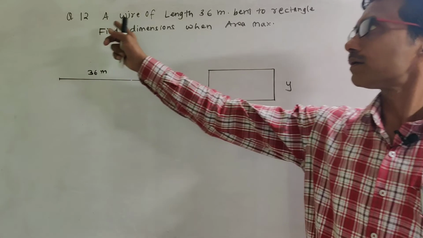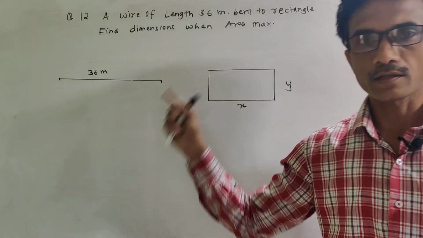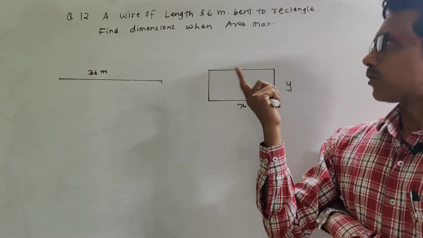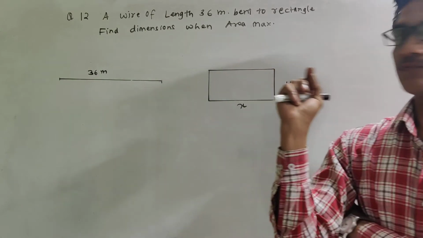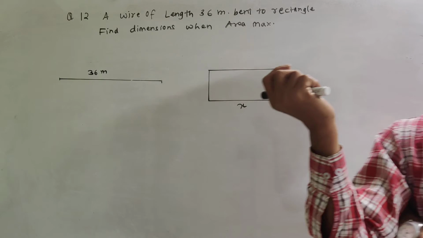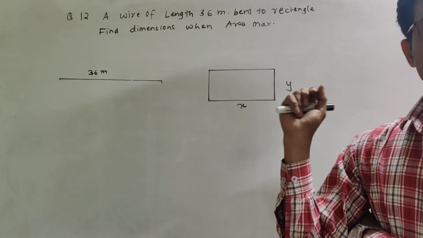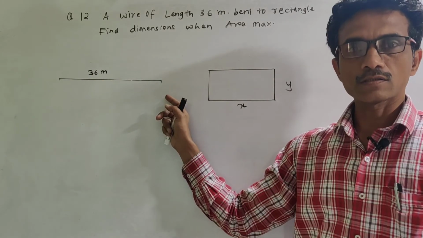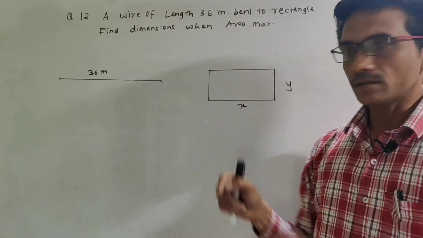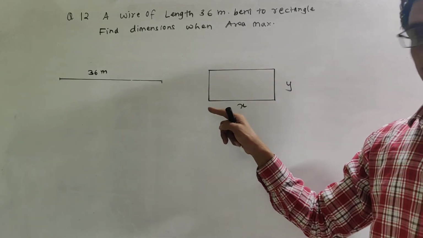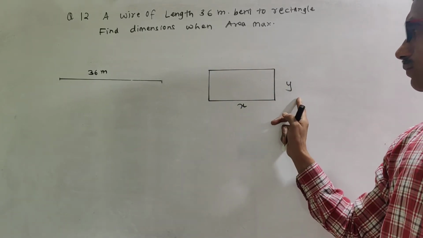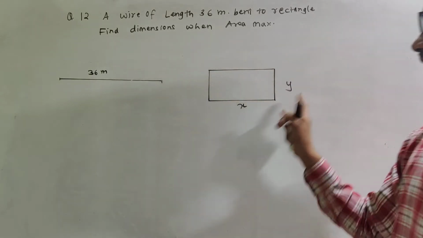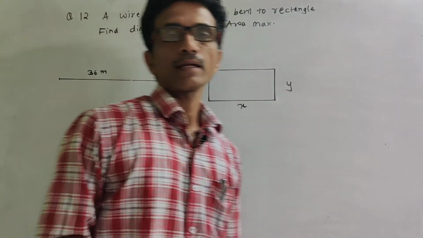Question number 12. A wire of length 36 meter is bent into a rectangle. We find the dimensions of the rectangle when the area of the rectangle is maximum. Let's suppose x and y be the length and breadth of the rectangle. So we find the length and breadth of the rectangle when the area is maximum.